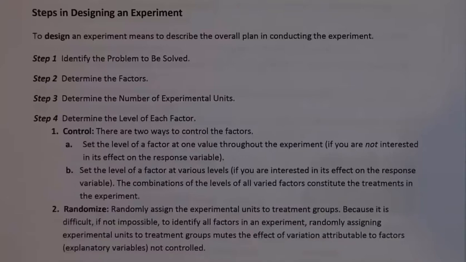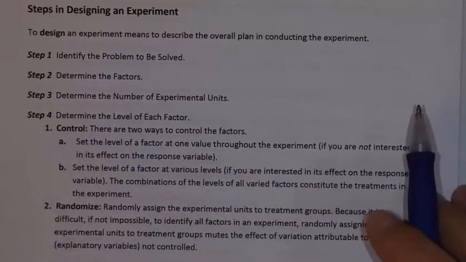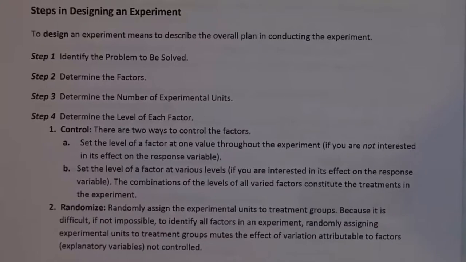Things like diet might affect the severity of migraines. Things like exercise habits might affect the severity of migraines. Things like season of the year and allergy levels, those kinds of things might affect severity of migraines, and so on. So again, in step 2, we want to try to form a list of all of the possible explanatory variables or all of the factors that might affect the response variable, in addition to whatever it is we're actually testing.